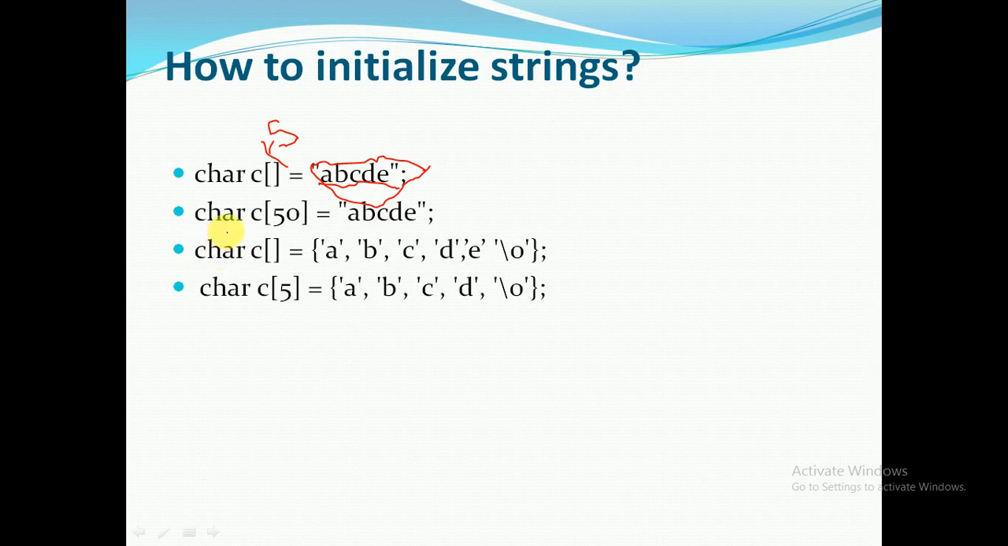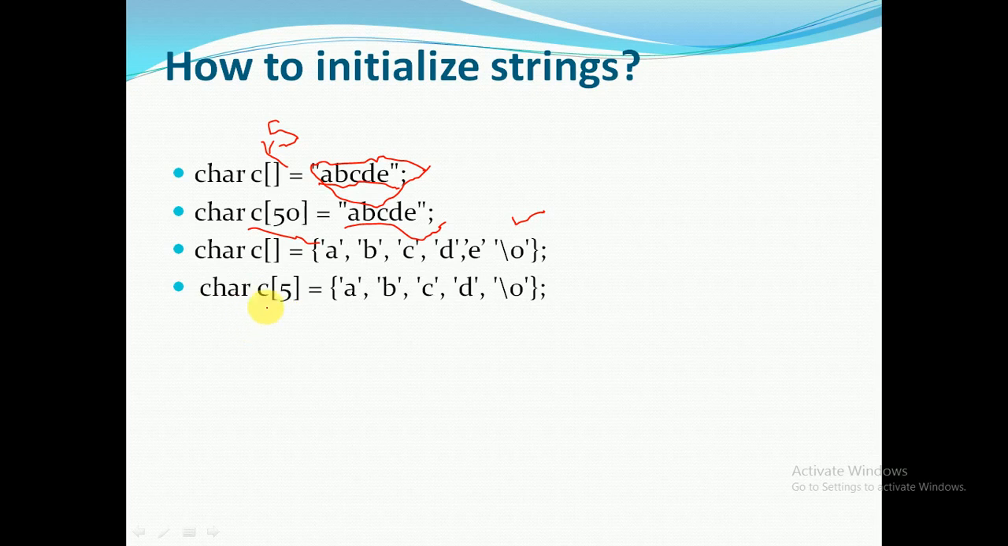Now the second example, char c[50]. That means this can store a maximum of 50 characters. But how many characters are we using here? Only 5 characters. The remaining characters are wasted. Now the next one is char c[] where I am enclosing all the characters in single quotes, and at the end I am using the null character. If you specify it this way, we have to include the null character here.